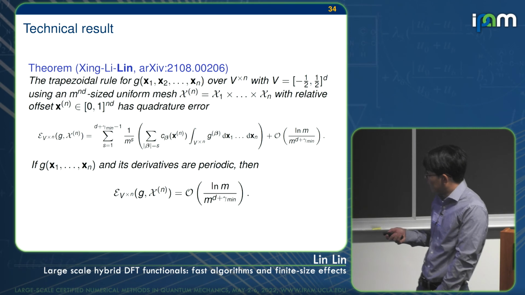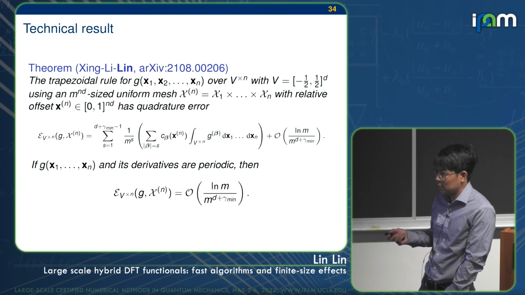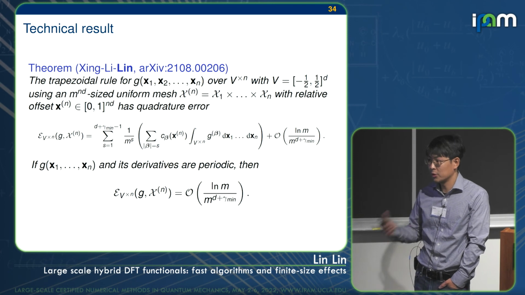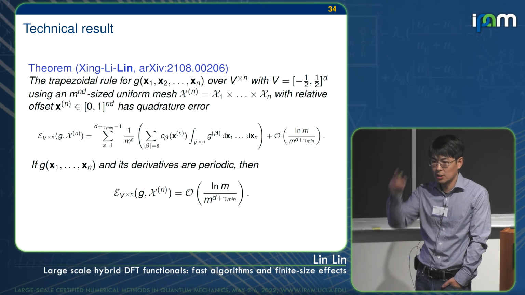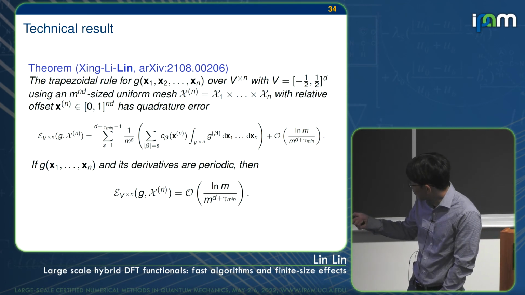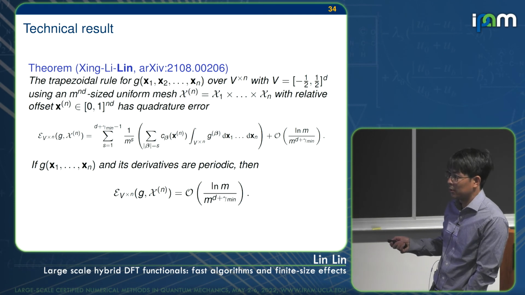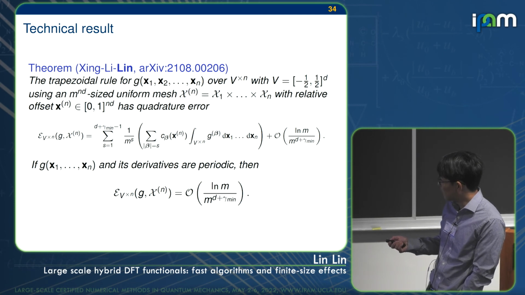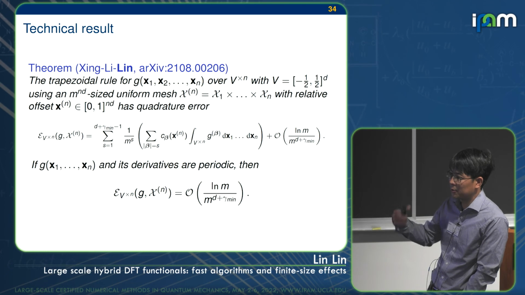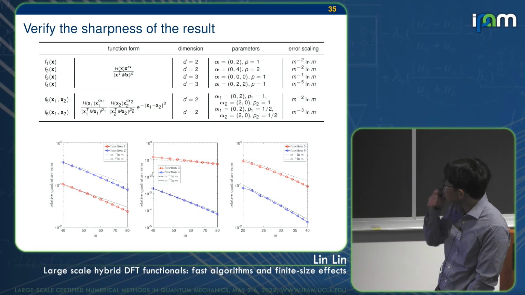But the important thing is that if G, this integrand, and all its derivatives are actually periodic, which is the case for the Fock exchange, you integrate over Ki and Kj, and these derivatives on the boundaries will be integrated out to be 0. And then the leading error is up to the logarithmic factor d plus gamma min, and the gamma min is the negative power that you get from this singularity. So what does it mean?